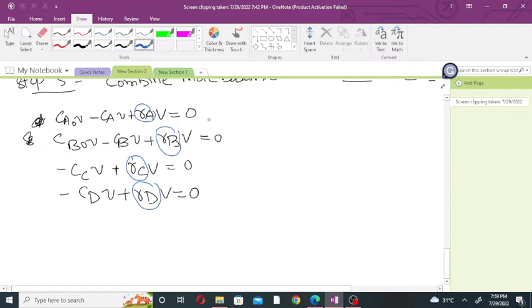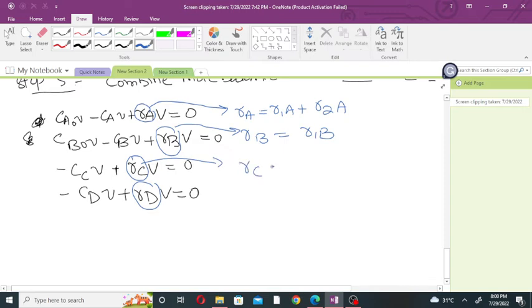This net rate RA can be obtained from R1A plus R2A. This RB is equal to R1B, because B is present only in reaction number 1. This RC is equal to R1C plus R2C, because C is present in both reaction 1 and reaction 2. And this RD is present in reaction number 2 only, so this is R2D. So in place of RA we will write this relation, in place of RB this one, in place of RC this one, and in place of RD this one.